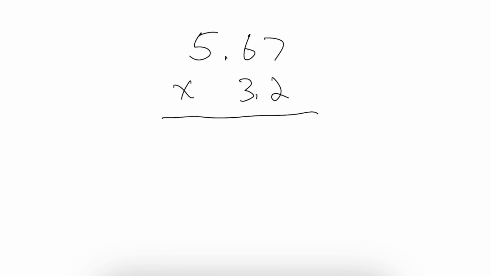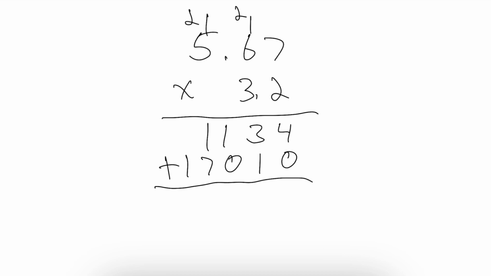Now we have 5.67 times 3.2. First 2 times 7 is 14. 2 times 6 is 12, plus 1 is 13. 2 times 5 is 10, plus 1 is 11. We'll add our 0, so we go to our next line. 3 times 7 is 21. We'll add a 2. 3 times 6 is 18, plus 2 is 20. Carry our 2. 3 times 5 is 15, plus 2 is 17.